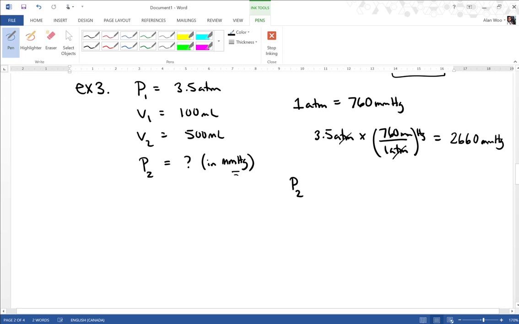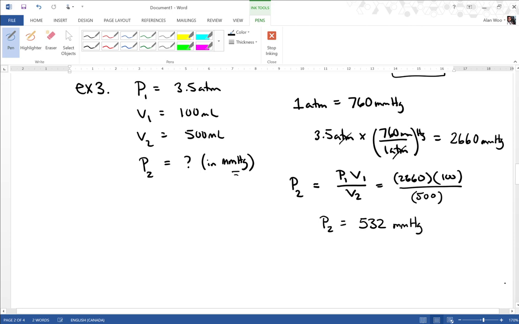So once we've converted our units, we rearrange our formula. Now we're finding P2, and P2 is basically P1 V1 divided by V2. If we put everything in, it's 2,660 millimeters of mercury times 100 milliliters of gas over 500 milliliters of gas. The milliliters will cancel out, and all that will remain is millimeters of mercury. So P2 in this case ends up being 532 millimeters of mercury.